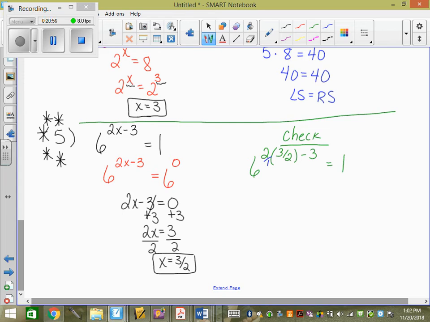Okay? So I'm going to get 6 to the 6 divided by 2 minus 3 equals 1. What's 6 divided by 2? 3 minus 3 equals 1. 6 to the 0 equals 1. 1 equals 1. Until you have the exact same number, you cannot say left side equals right side. So I still have people going 6 to the 0 equals 1, left side equals right side.